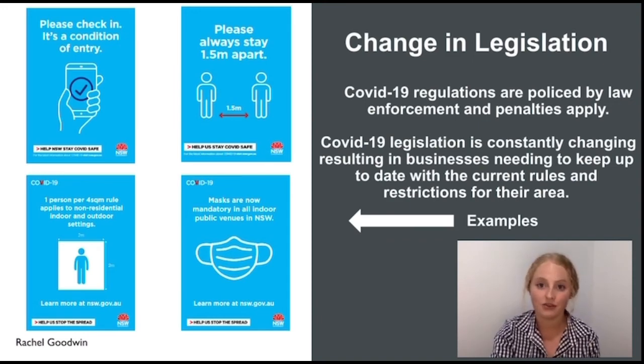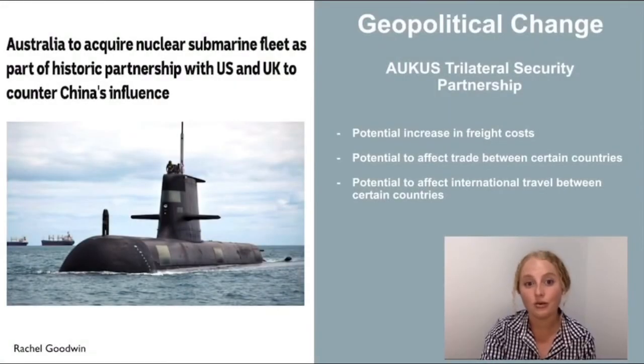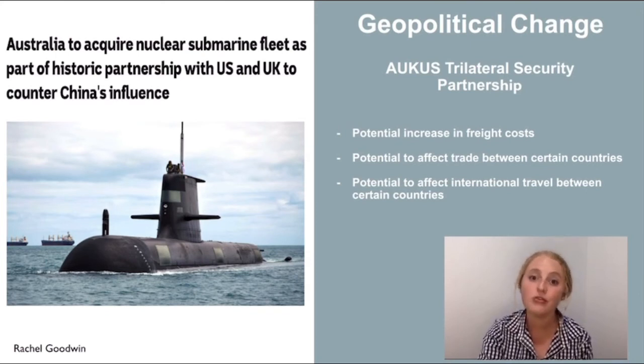A UK-US security partnership has the potential to affect both businesses in similar and different ways. This new partnership between Australia, the United Kingdom and the United States of America has received a negative response from various countries around the world, including France and China. This negative response has the potential to increase freight costs and negatively affect trade for Australia.